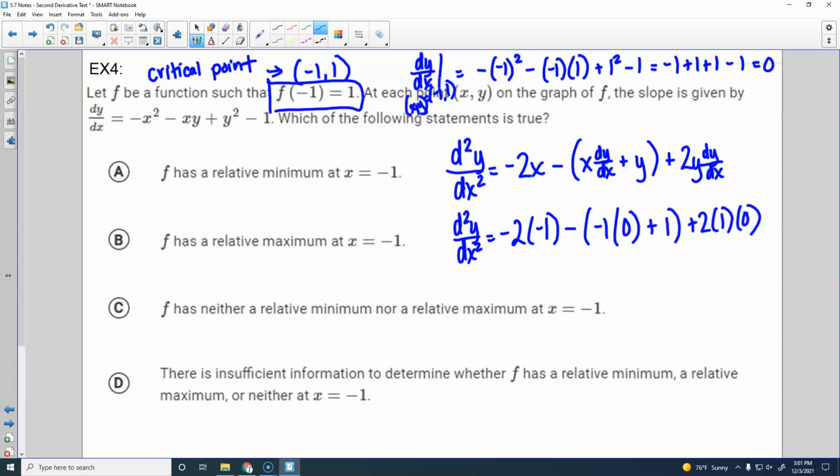So I get 2 minus 1 plus 0. So I get 1. So 1's positive, tells me concave up, gives me a minimum. So I have a minimum at x equals -1.